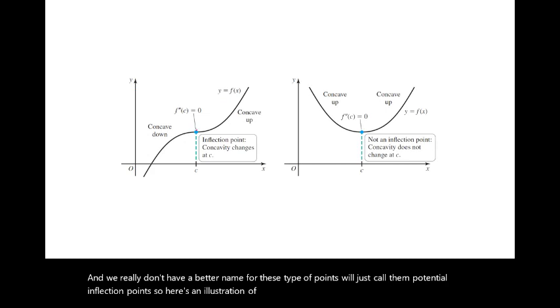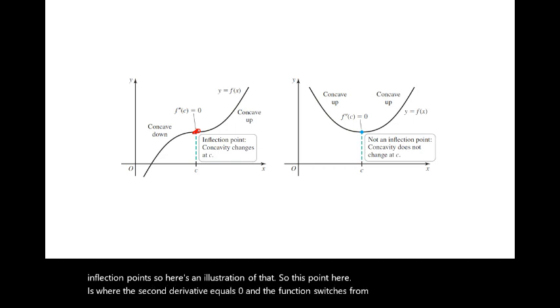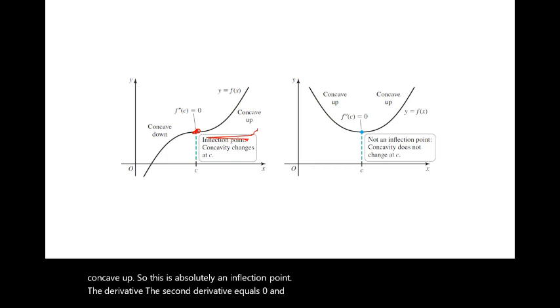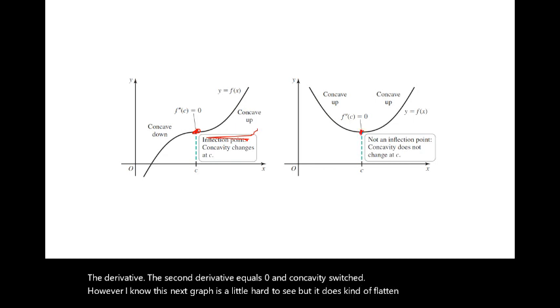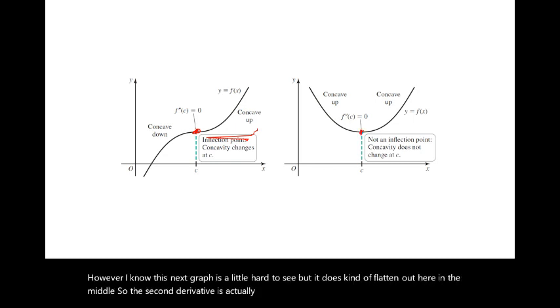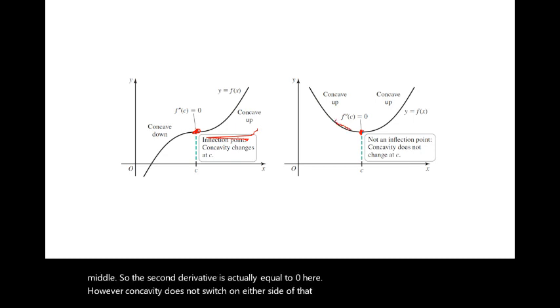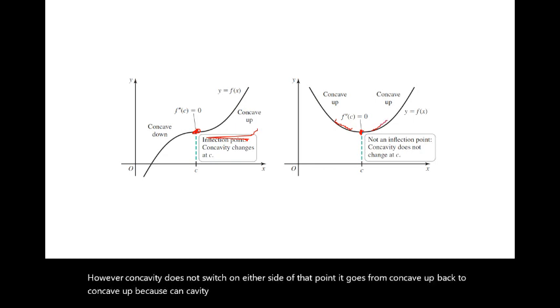So here's an illustration of that. So this point here is where the second derivative equals 0. And the function switches from concave down to concave up, so this is absolutely an inflection point. The second derivative equaled 0 and concavity switched. However, I know this next graph's a little hard to see, but it does kind of flatten out here in the middle, so the second derivative is actually equal to 0 here. However, concavity does not switch on either side of that point. It goes from concave up back to concave up, so because concavity did not switch on either side of this point, it is not an inflection point.